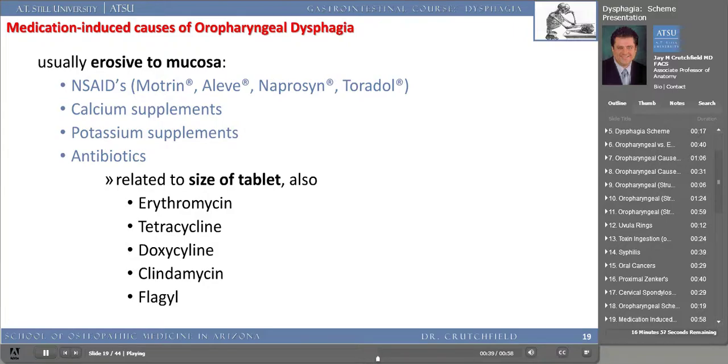Potassium supplements are very notable for causing burns in the proximal esophagus and oropharynx, and even the upper esophageal airway. Again, the schemes do overlap. Antibiotics such as erythromycin, tetracycline, Flagyl, clindamycin, and doxycycline are relatively large tablets, and they also can cause burns in the upper esophagus and the back of the throat, leading to oropharyngeal dysphagia and some odynophagia.